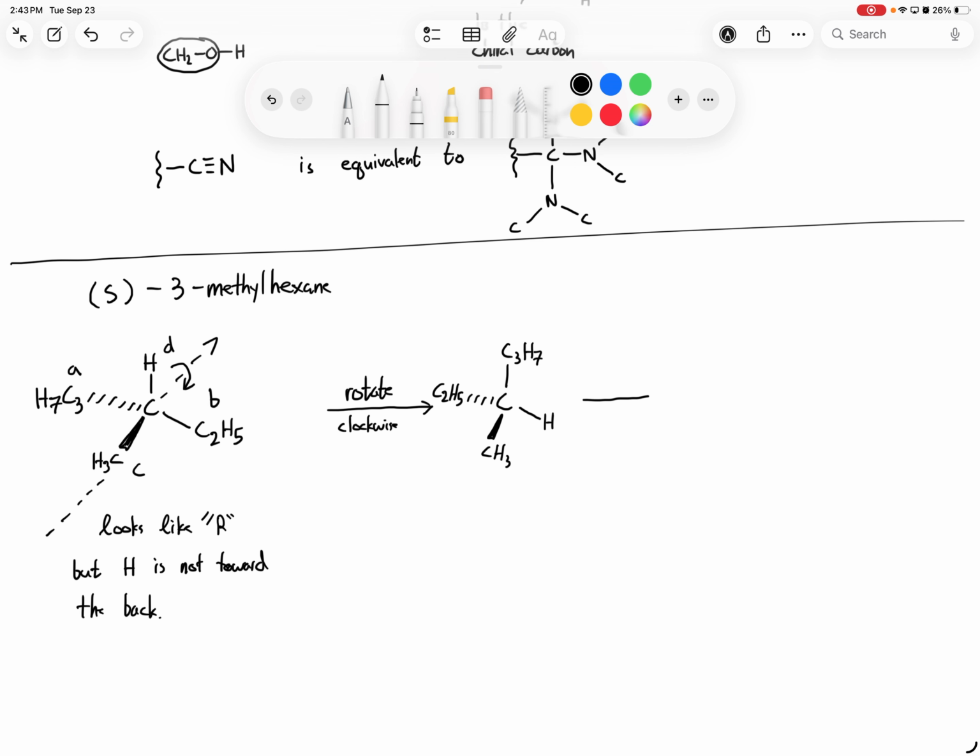So we're going to do it again. Rotate again in the clockwise direction. So rotate again. All right, now C here, we still have the methyl group in the same position, okay? And then C3H7 would appear over here.